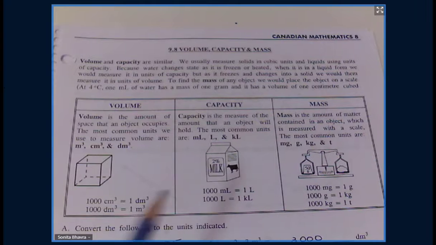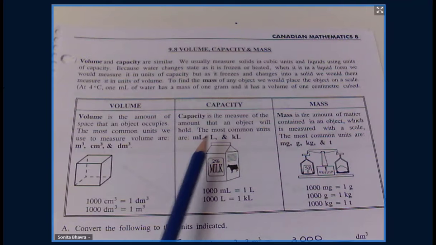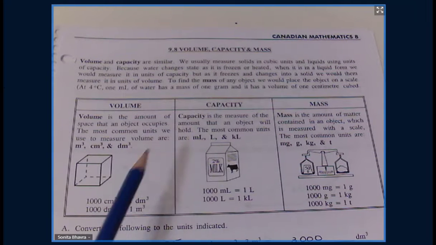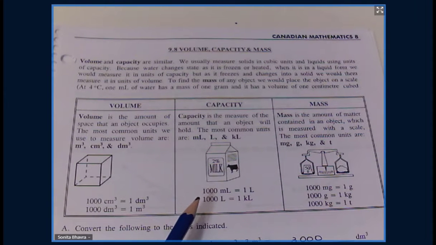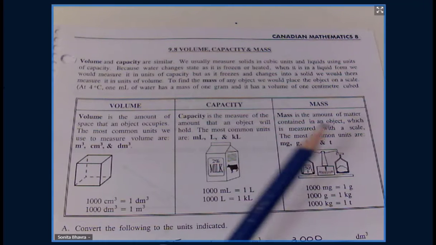Capacity is usually liquids, the measurement of liquids. The amount that an object will hold. The most common units are milliliters, liters, and kiloliters. And then here at the bottom we have a couple conversions, 1,000 milliliters in 1 liter, 1,000 liters in a kiloliter. And lastly is mass.